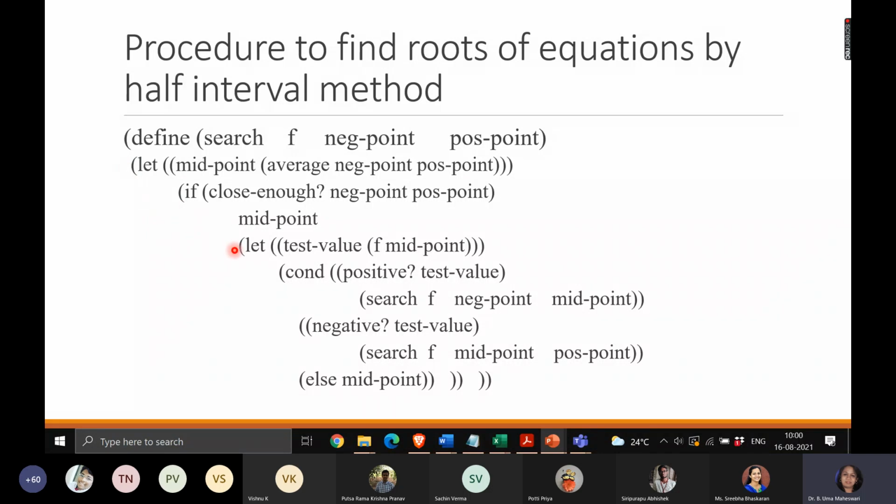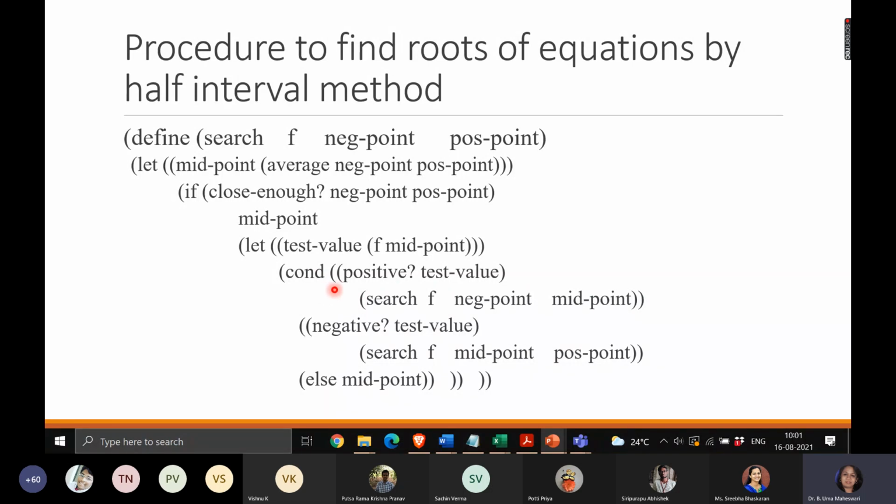So now, if it is not close enough, go to the else part. In the else part, you have another let. What you're doing is you will find f of mid, where f is a function, right? F of mid, and you are assigning it to the test value. So you will apply this midpoint to the f function and then get the test value. With the test value, I will find out whether it is positive or negative or what else.